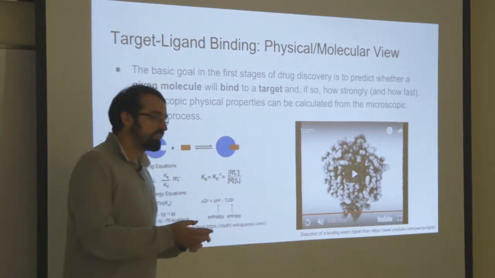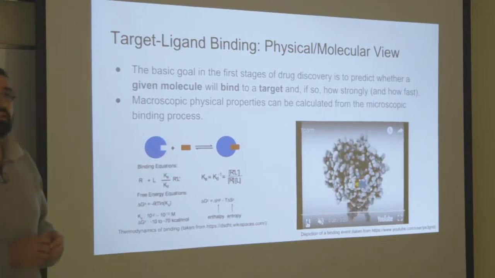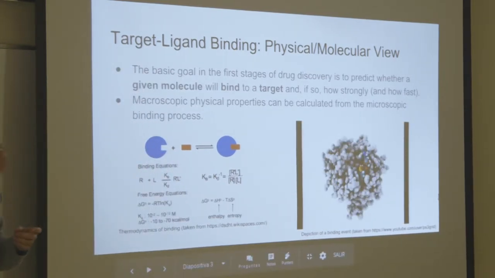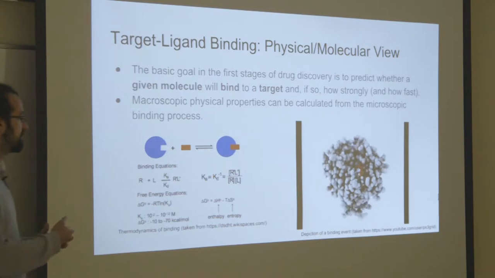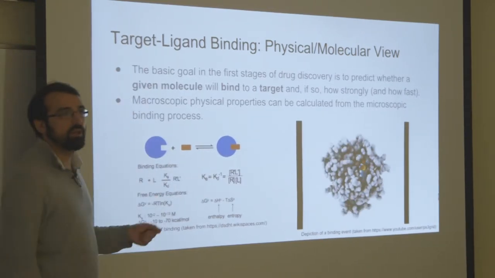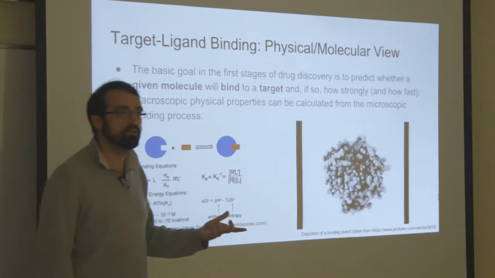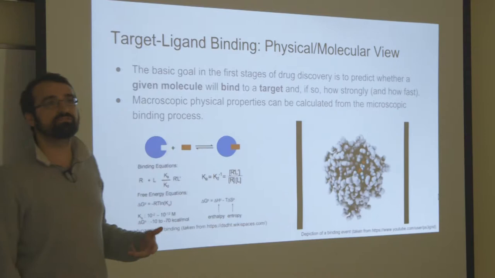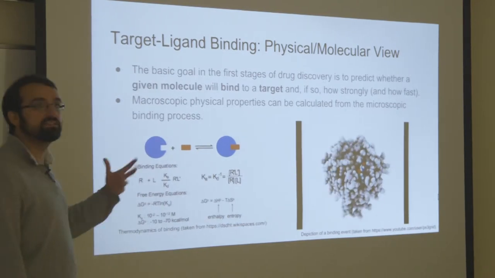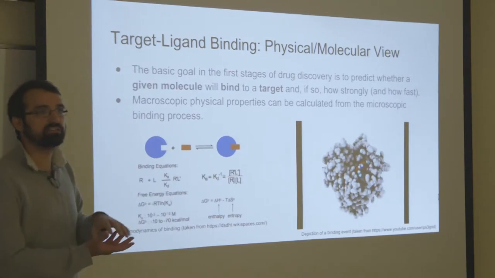What is happening in the test tube, what is happening in the cells, can be measured through experiments. Normally these experiments give us, for example, how strongly a drug binds, through a number, the number that classifies how strongly the drug binds. But this has a meaning for what's happening molecularly, at the microscopic level.